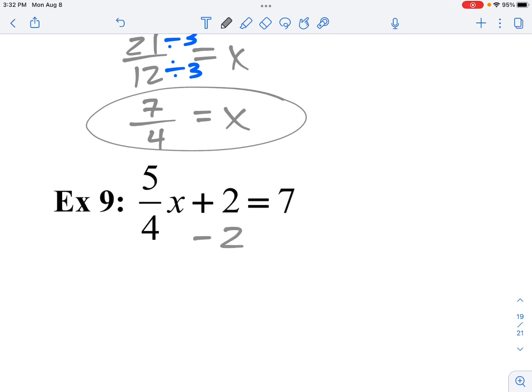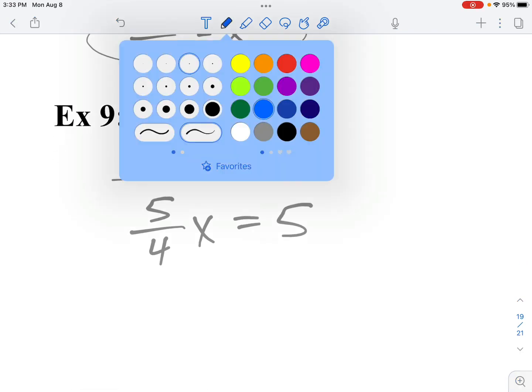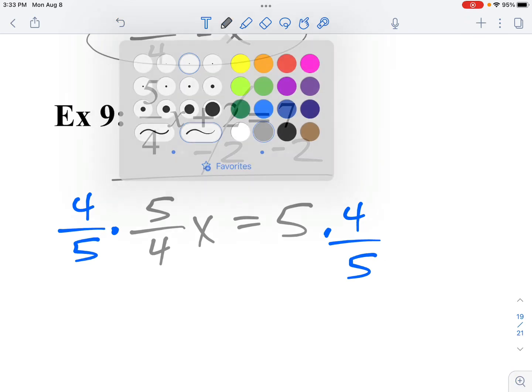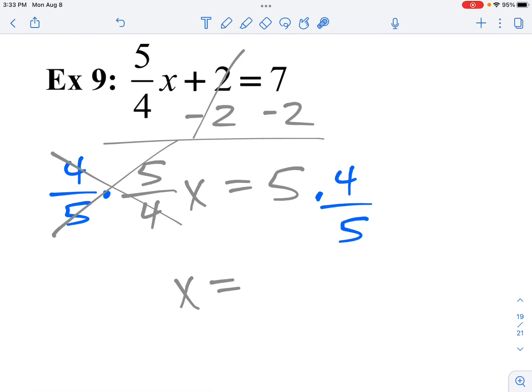So I'm going to start by moving over that 2. The opposite of plus 2 is minus 2, so it's just going to help me clean it up a little bit. 5 over 4x equals 7 minus 2 is 5. Now I see a reciprocal opportunity here. Whenever there is a fraction there that you need to get rid of, let's just multiply by the reciprocal. Whatever you do to one side, you have to do to the other. And so that's going to cancel my fraction here. That's beautiful. I just have x left over now. And now what you can do in your calculator is you can take 5 times 4 divided by 5, and that gives you 4. And we're done.